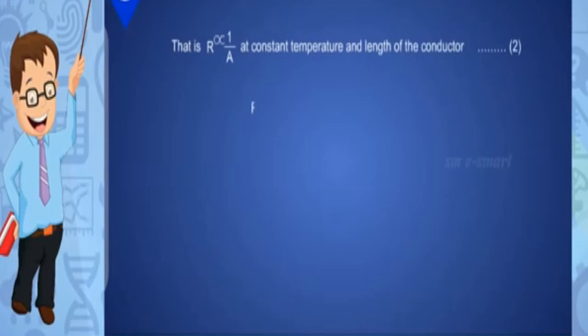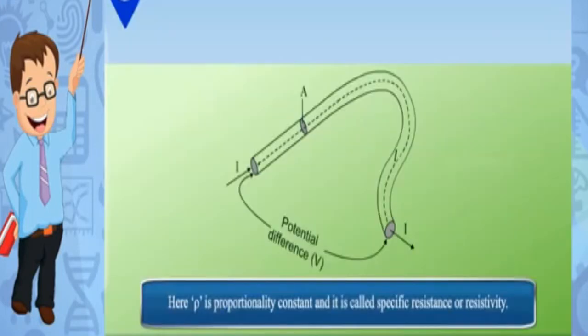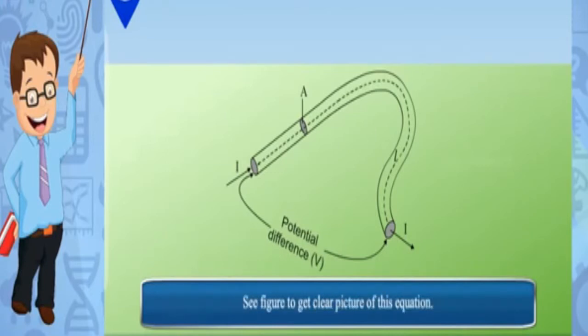From equations 1 and 2, we get R is directly proportional to l by A at constant temperature. R equals rho l by A. Here, rho is the proportionality constant and it is called specific resistance or resistivity. See the figure to get a clear picture of this equation.